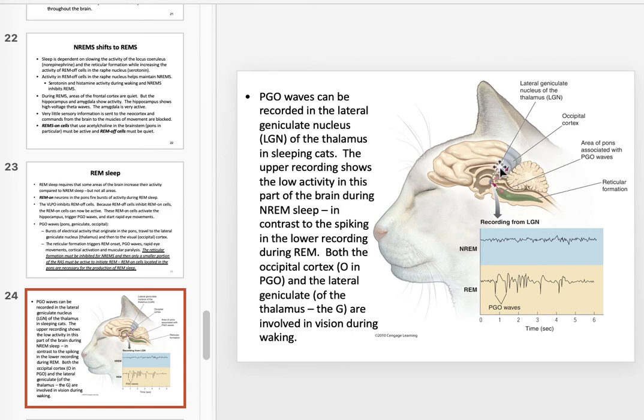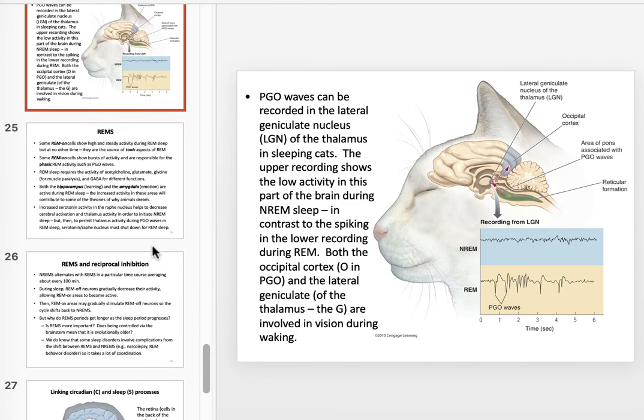A cat has an occipital cortex where vision is processed, has a diencephalon with a thalamus and a hypothalamus, has a pons where our reticular formation is. And then you can see what happens in a REM state. We get these PGO waves, or a change in the EEG that allows us to basically understand that we're in a different stage of sleep.